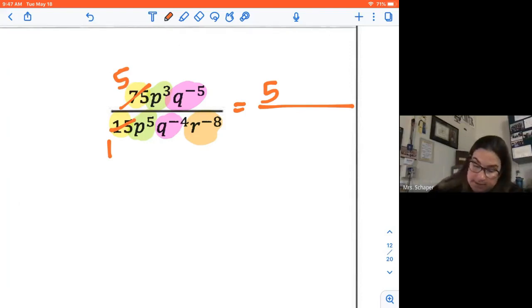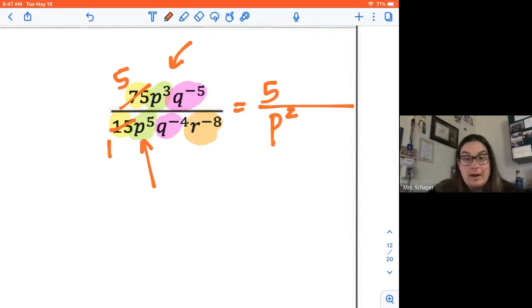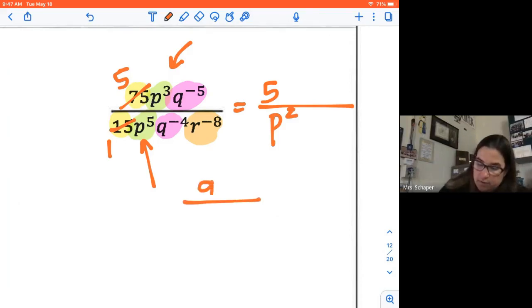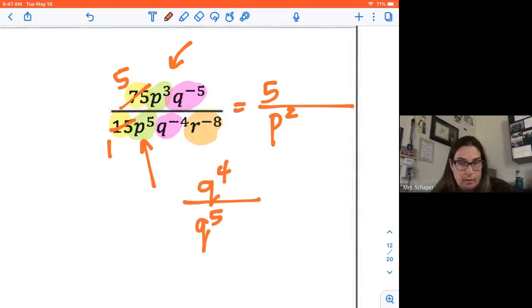Now I'm going to look at the p's. I have 3 in the numerator, 5 in the denominator. There are 2 more in the denominator. So to keep this positive, it's p squared in the denominator. When I look at the q's, I have q to the negative 5 in the numerator, q to the negative 4 in the denominator. So if I make them positive, I need to put them in the other part of the fraction. And then I can look at it and I've got, okay, 4 in the numerator, 5 in the denominator. That means 1 more is in the denominator. So q to the first in the denominator.